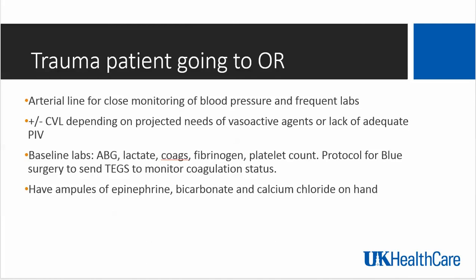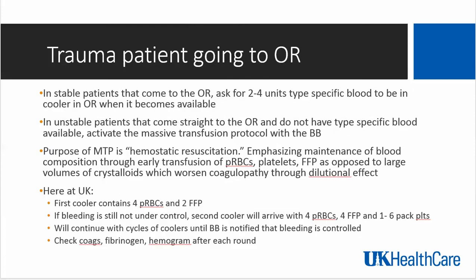Other drugs that you should have in the room and ready to use are epinephrine, bicarbonate, and calcium chloride. In stable patients that come to the operating room, ask for 2 to 4 units of type-specific blood to be in the cooler when it becomes available.